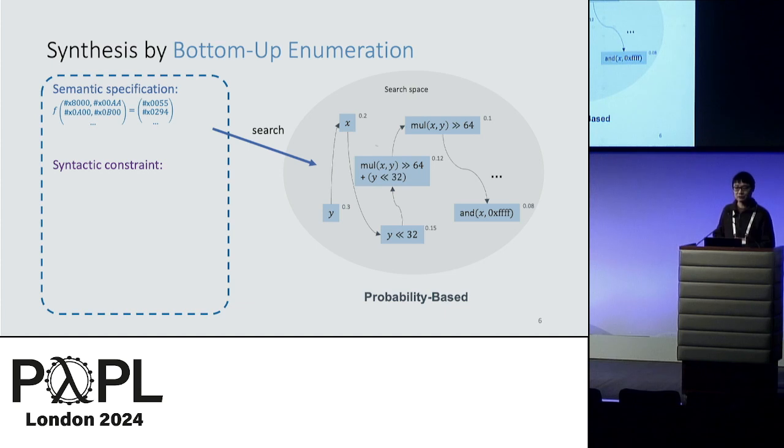And of course, you can do probability-based search, right? Not all candidates are born equal. Different operators have different likelihood. You can assign some probability, and you can steer the search better to a solution. Okay, you have a lot of interesting ideas going on.